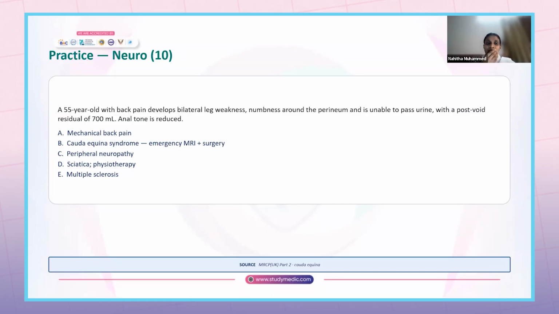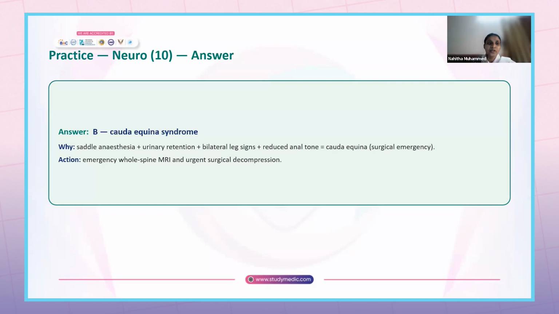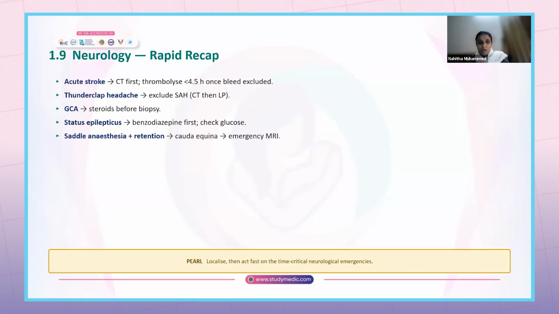A 55-year-old with back pain develops bilateral weakness, numbness around the perineum, and is unable to pass urine, with post-void residual urine. This is flaccid type. So what is the answer? It is usually cauda equina syndrome, because there is flaccid type weakness, reduced anal tone and urine retention. So it is a cauda equina syndrome.